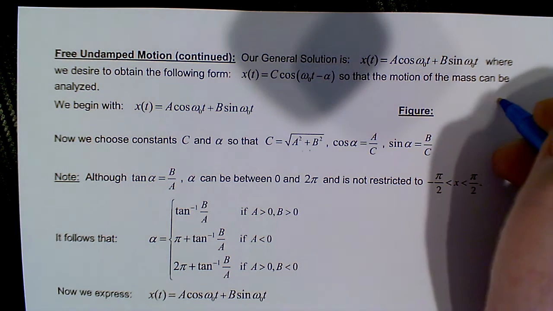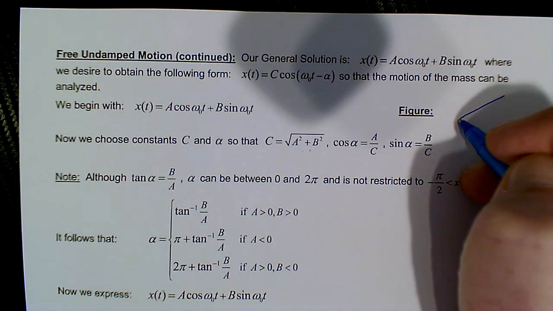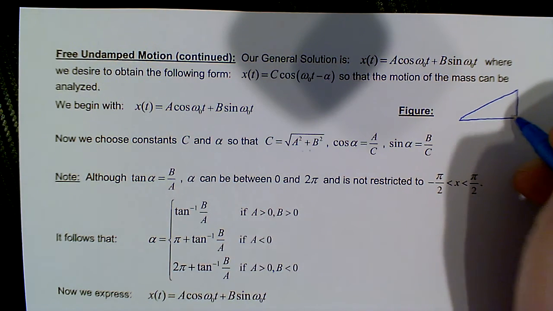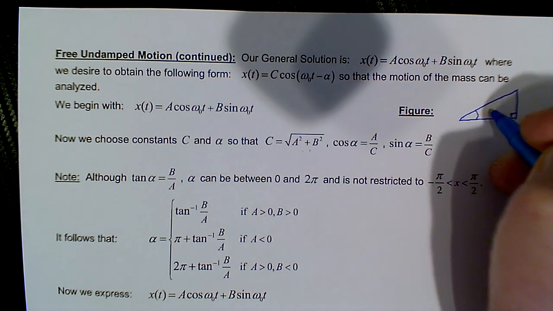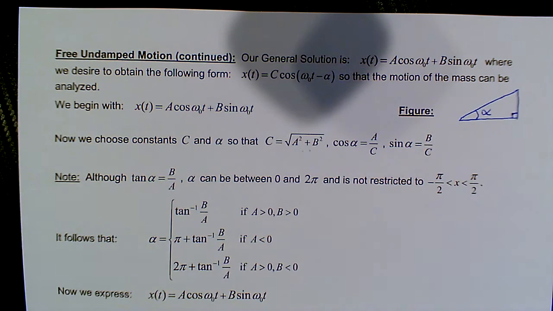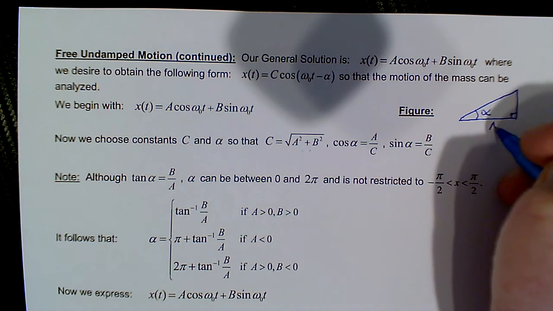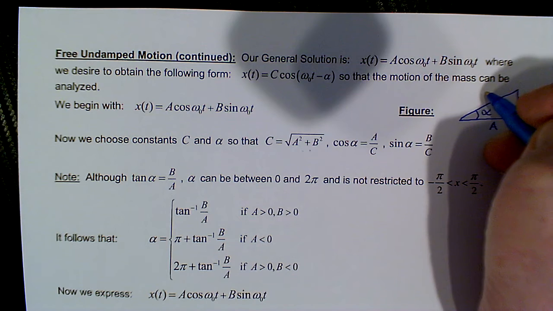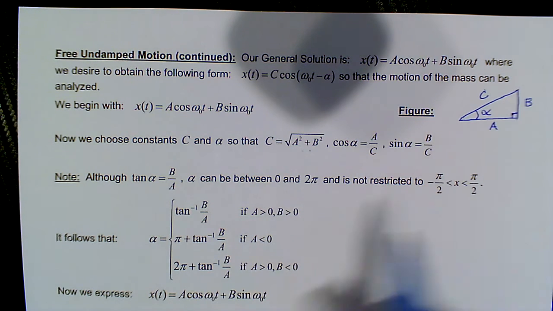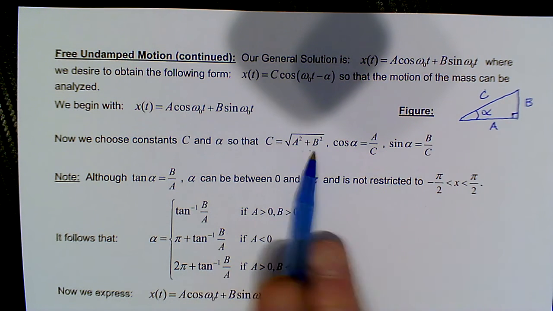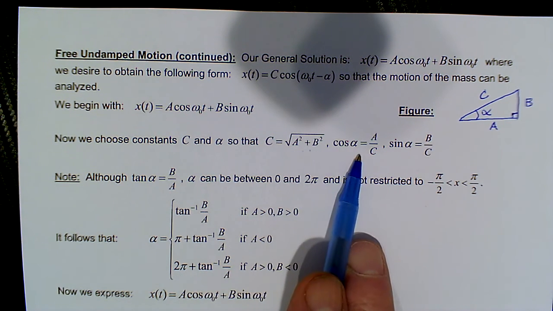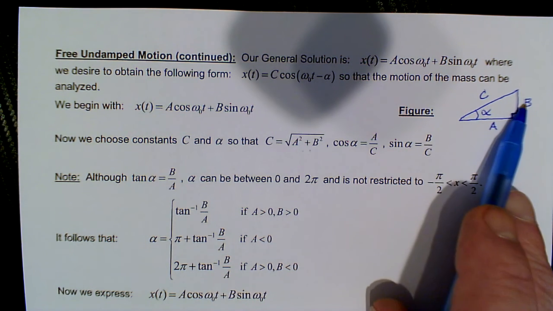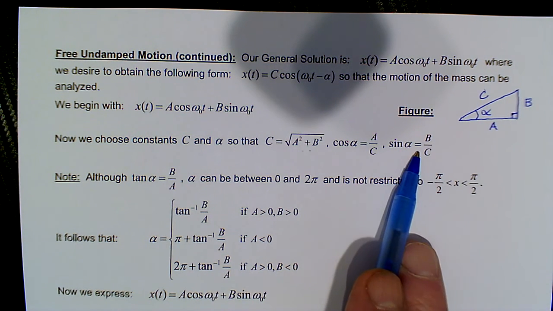If we wanted a little figure here, for simplicity, I'll just draw a right triangle, not in any specific quadrant. And let's say this is my angle alpha. Then, as we had done in our example, we'll take A to be the horizontal leg, B to be the vertical leg, and C to be the hypotenuse. And then these follow. C is square root of A squared plus B squared. Cosine of alpha is adjacent over hypotenuse, A over C. Sine of alpha is opposite over hypotenuse, B over C.